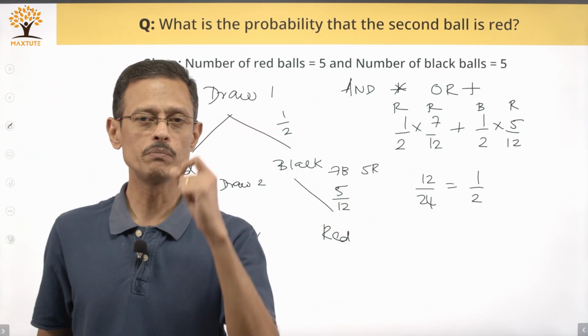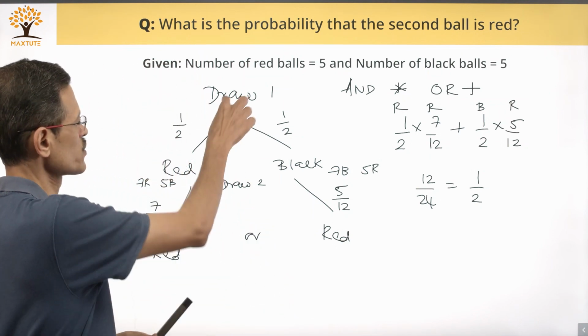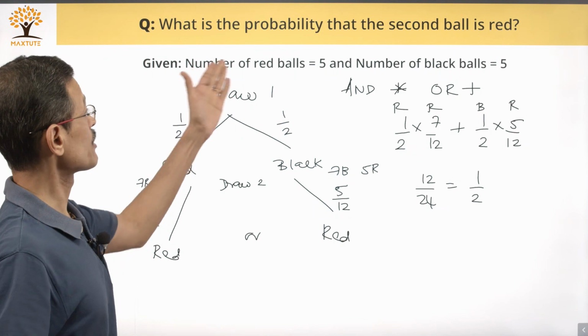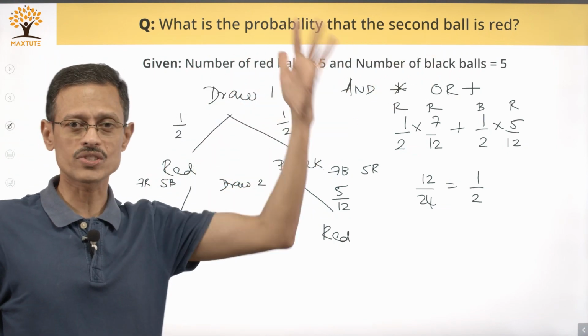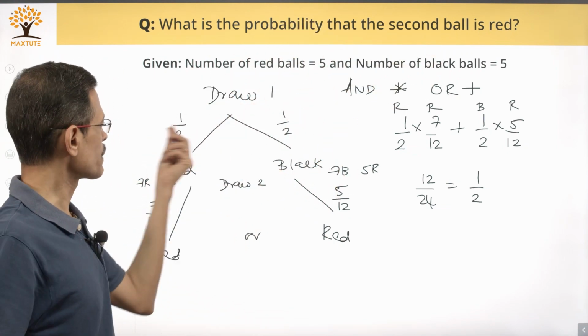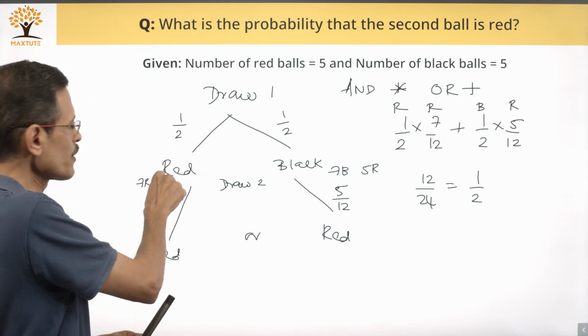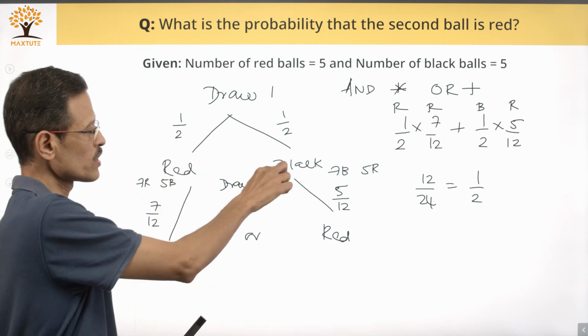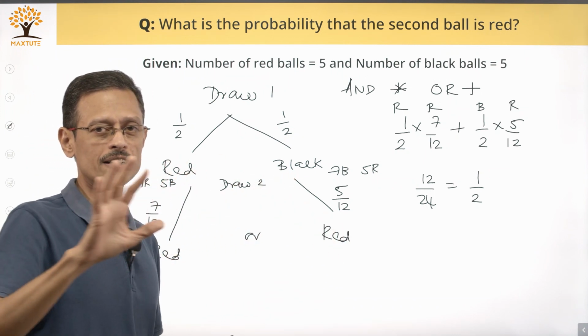I'm going to walk you through building this tree diagram again. The first draw could be red or black. Don't worry about the numbers. It could have been 7 red balls and 12 black balls to start with, so we are not going to write it as half and half. We'll plug these numbers later. The first one ended up being a red. The second one also could have ended up being a red. The first one could have ended up being a black. The second one could have ended up being a red.